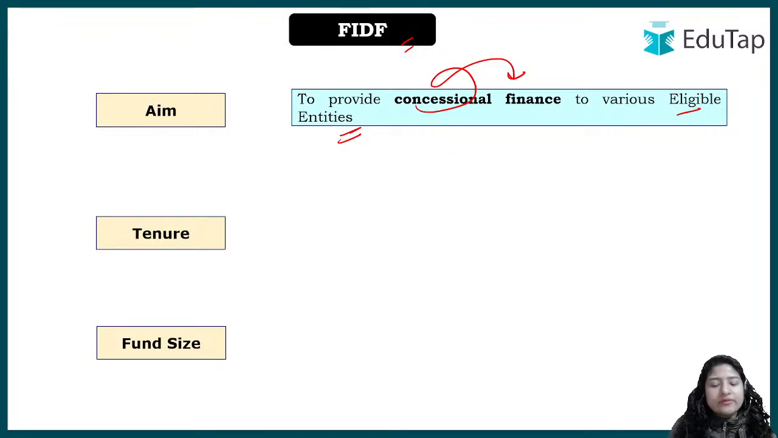Anybody, whoever is involved, be it a government entity, a private entity, or an individual entity, all are invited to get the concessional finance if they focus on the fishery sector, or if they want to develop infrastructure. ठीक है, अब tenure क्या है?